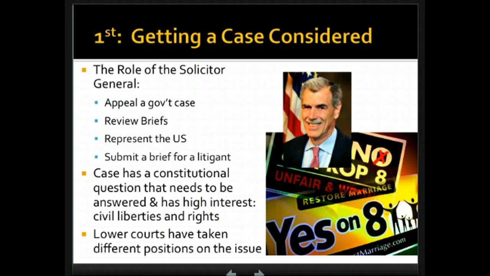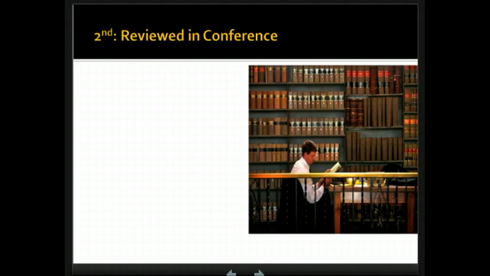If two lower courts have taken different positions on an issue, like the Ninth Circuit Court and the Fourth Circuit Court have taken two separate opinions on an issue dealing with same-sex marriage, then really it's the Supreme Court that's got to make the last and final decision. So if two circuit courts have conflicting opinions, it ends up in the Supreme Court's lap. But it's not a guarantee, because the next step is you got to review the case in conference.